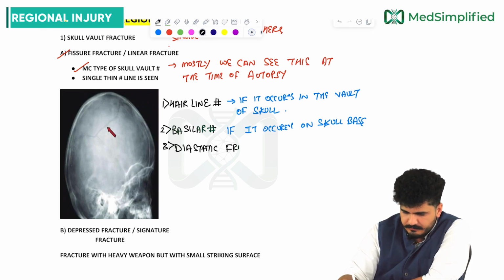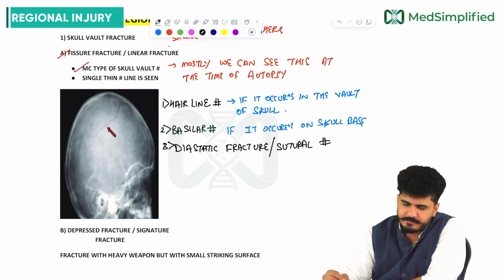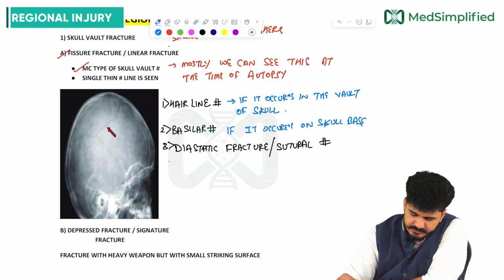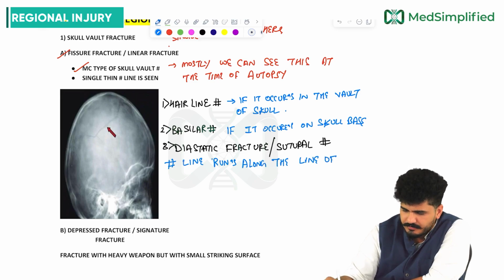The third category we are having right here is the diastatic fracture, which is also called a diastatic or sutural fracture. Why is this sutural or diastatic fracture, my dear friends? Because the fracture line runs along the line of suture.